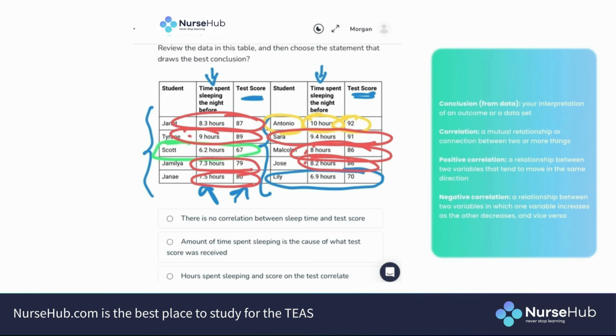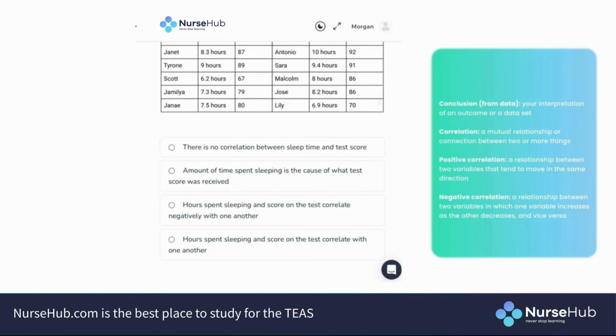Let me remove my annotations so that we can more clearly see our answer choice options. There is no correlation between sleep and test score. Well, as we just went through, we saw there is sort of a correlation. We can eliminate that one. The amount of time spent sleeping is the cause of what test score was received. This one is tempting. I'm going to leave it, and we're going to discuss that one in a moment.